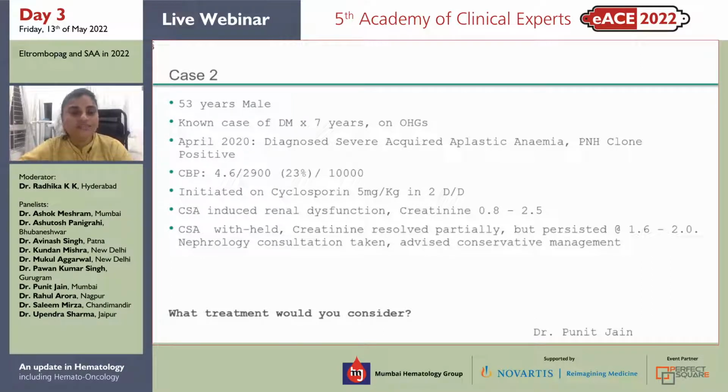Elderly man, diabetes, cyclosporine-induced nephropathy. A bridging dose of cyclosporine has been given. What is the definitive therapy you would like to consider here?